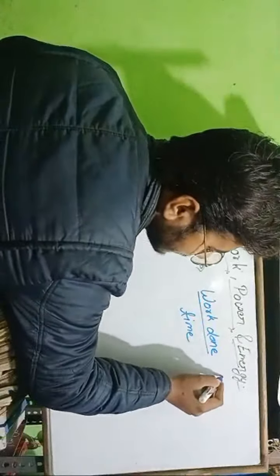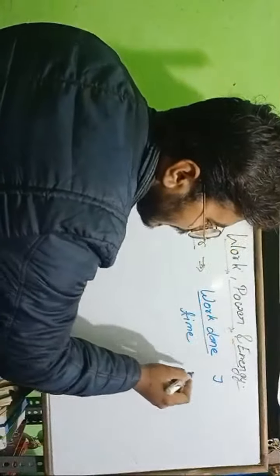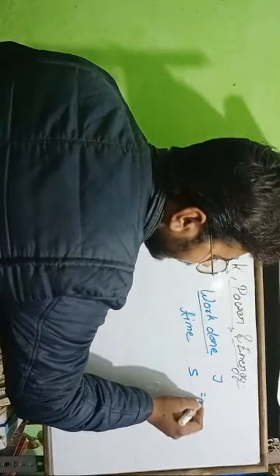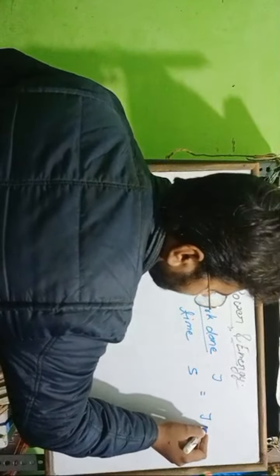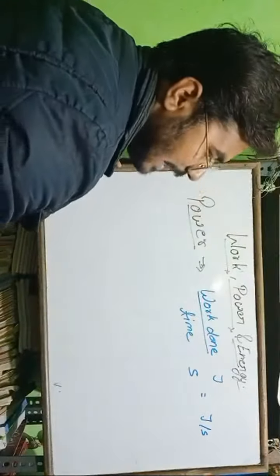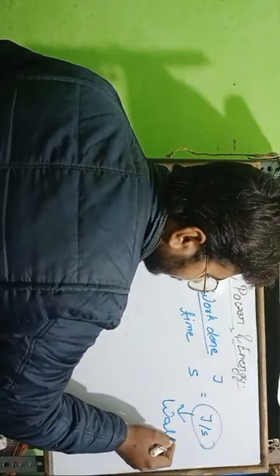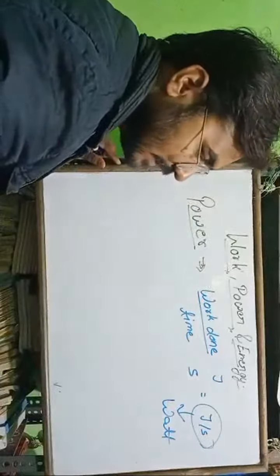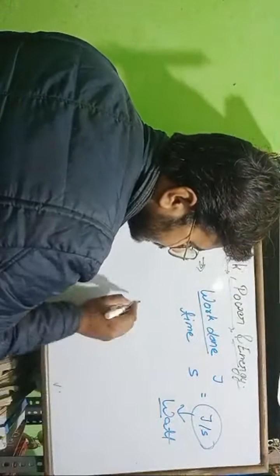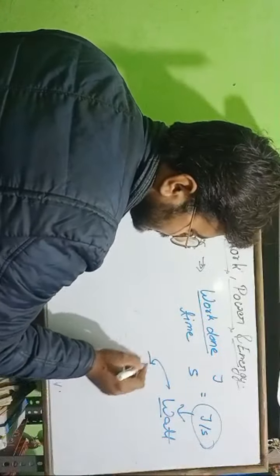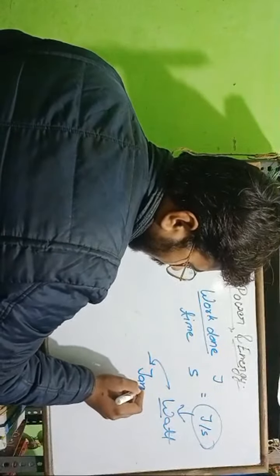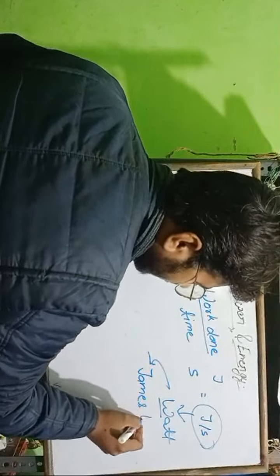As I've told you, the SI unit of work done is joule and time is second. So here we will get joule per second. And this joule per second is also written as watt. This is the name of the scientist. What is the full name of the scientist? James Watt. You had read about him.